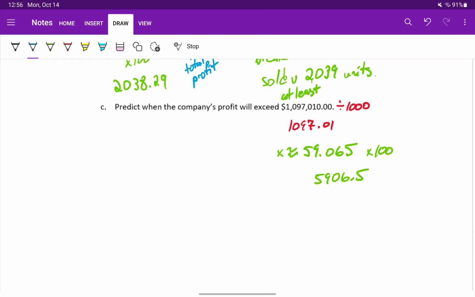Rounding that to the nearest whole number tells us that when the company has produced and sold, well, actually making a point of rounding that up, because if we round down, we'll be short of that goal. So we round that value up, because when the company has produced and sold 5,907 units, we'll have met that profit that was stated in the problem. We'll actually have exceeded it by just a little bit, but at 5,906 units, we'd be just under that goal.